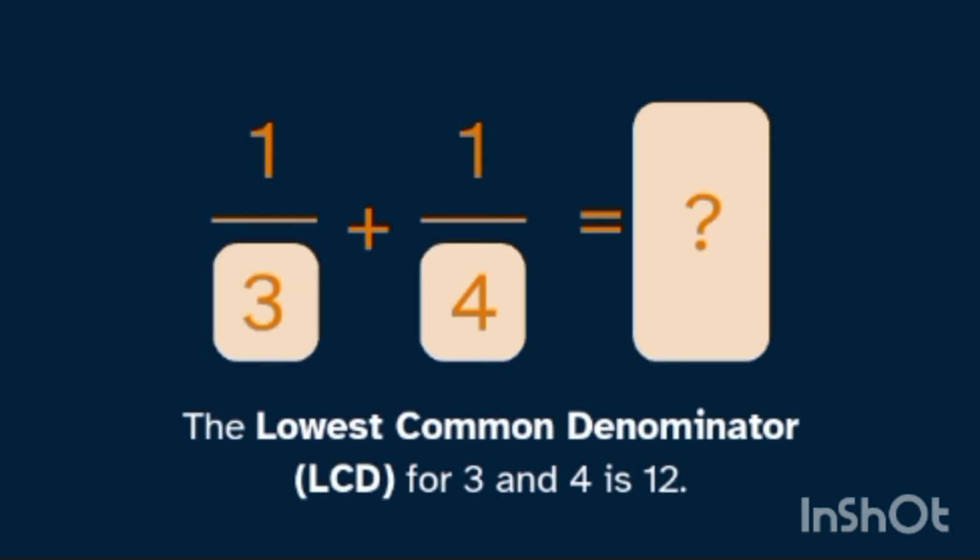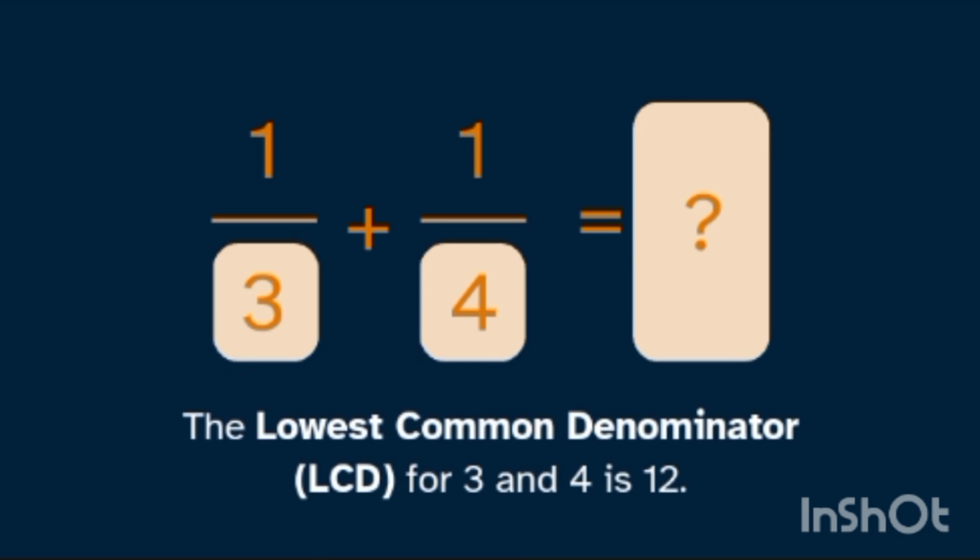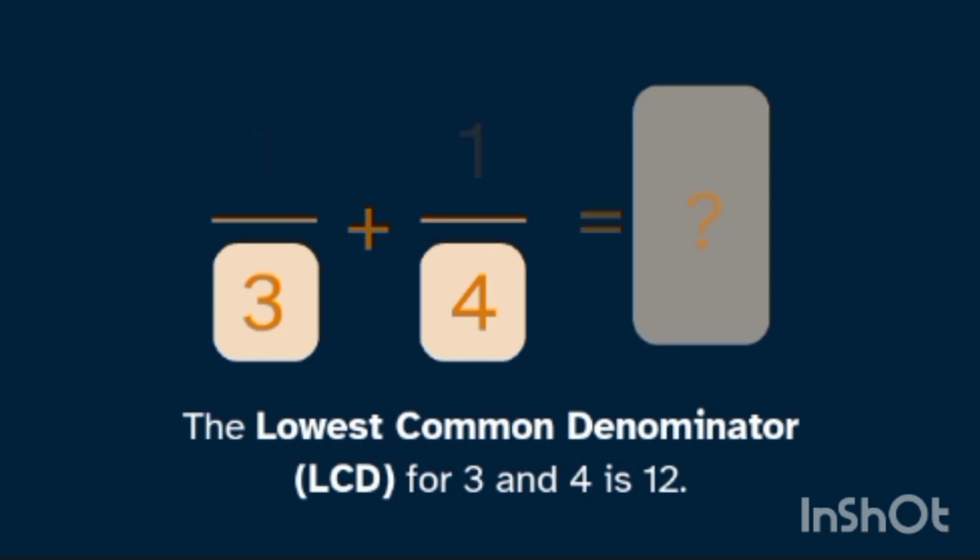So in that case you need to find the lowest common denominator. To find it, you first need to find a common number. Let me show you: first of all, take 3 and then 4, like this.